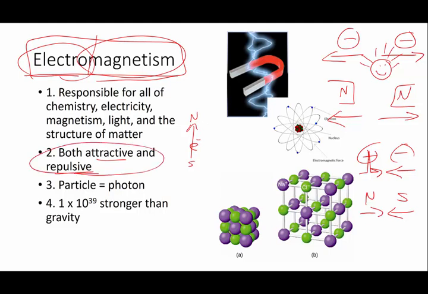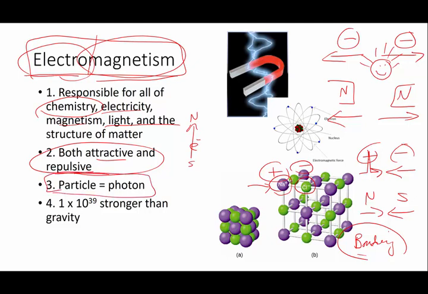This attraction and repulsion is responsible for all of chemistry, the structure of matter. This is a diagram of a salt cube crystal, and sodium atoms are positively charged, chlorine atoms are negatively charged, and these electrical forces are responsible for all of the chemical bonding that occurs to hold you and I together, your food together, your home together. Electricity, magnetism, also light is controlled by this electromagnetic force. The particle that transmits it is called a photon.